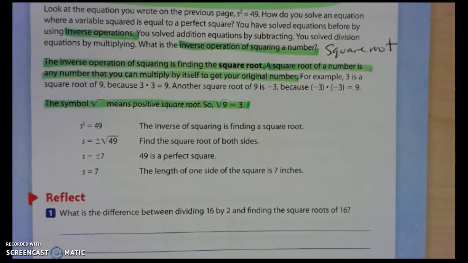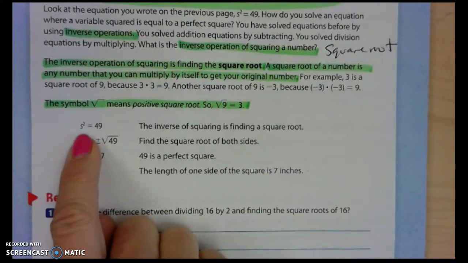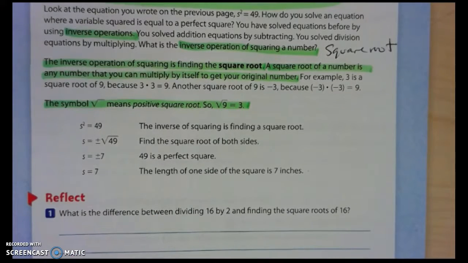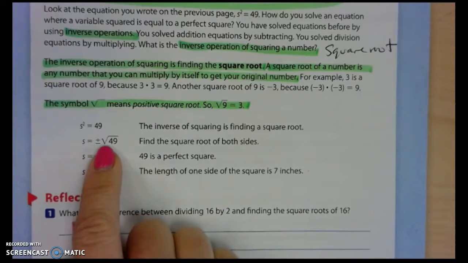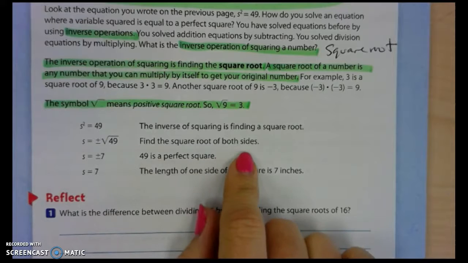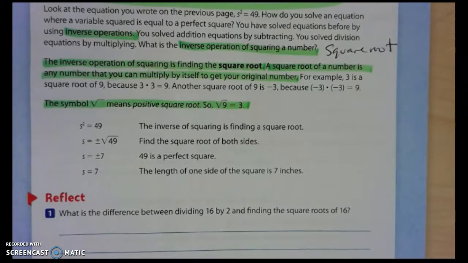S squared equals 49. The inverse of squaring is to find the square root. So to find S, you're going to take the square root of S squared, which will cancel out the square, which is what they've done here. So S is equal to positive and negative square root of 49. That's finding the square root of both sides. And then S is equal to positive and negative 7. 49 is a perfect square, and that square root would be positive 7.